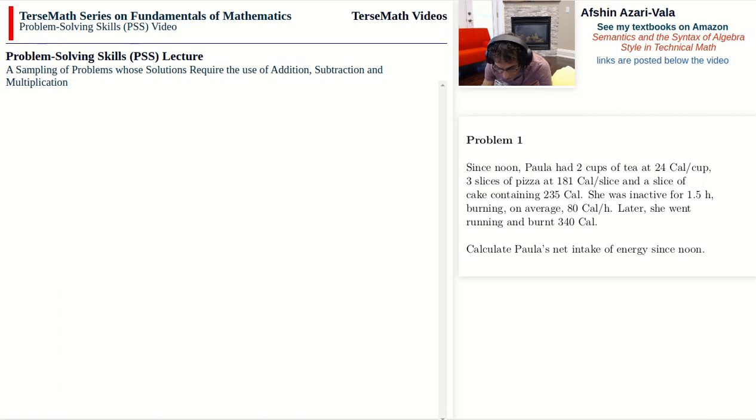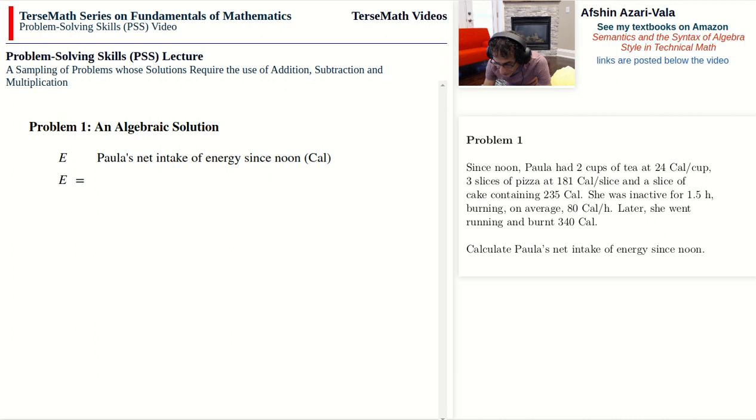The solution to this problem, an algebraic solution to it, starts by choosing the unknown quantity symbol. In this case, because the problem says calculate Paula's net intake of energy since noon, we choose the letter E, or the symbol E if you like, for energy. So E stands for Paula's net intake of energy since noon, and we are asked to find the energy using calorie as a unit. So we'll put down calorie over here.